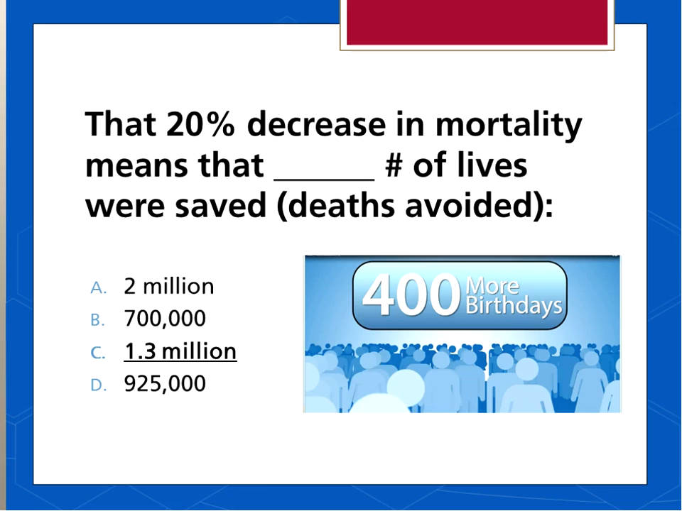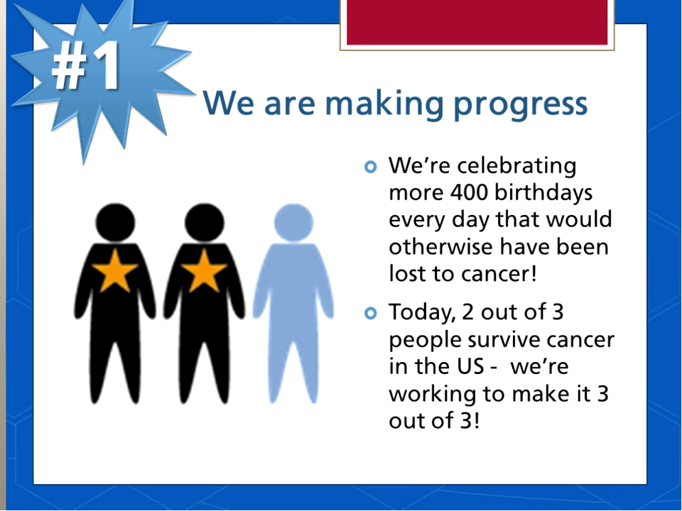So the 20% drop in death rates means 1.3 million people that would have died from cancer did not. And that translates into the 400 lives a day. So those 2 quiz questions bring us to our first impact point. Number 1 of 6 is that we are making progress. And after 100 years of accomplishments, the Society has turned cancer from a taboo topic to a rallying cry for change. And because of the progress that's been made against the disease, we are celebrating 400 birthdays every day that would have otherwise been lost to cancer.